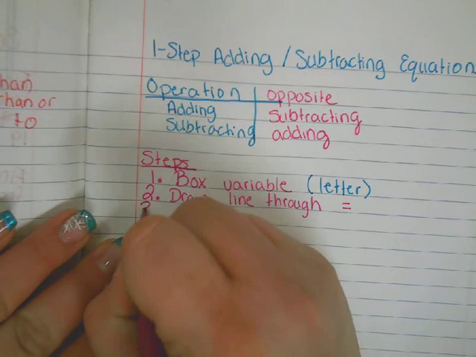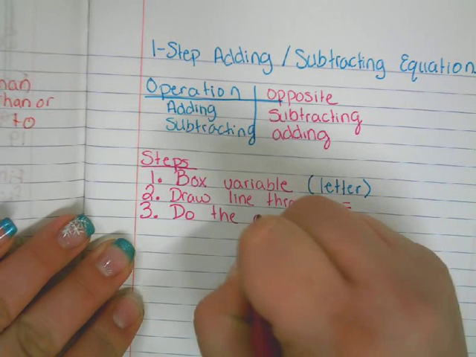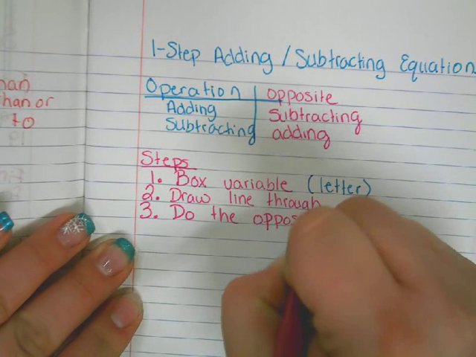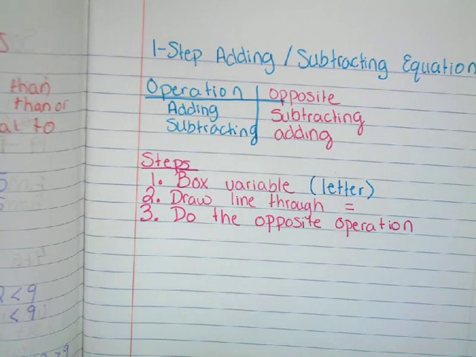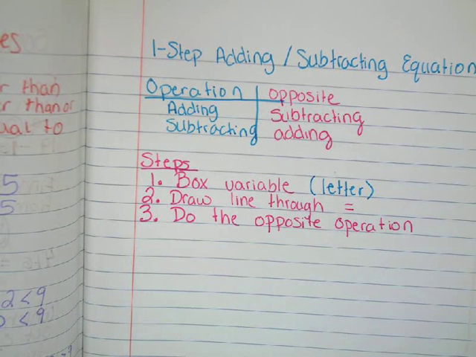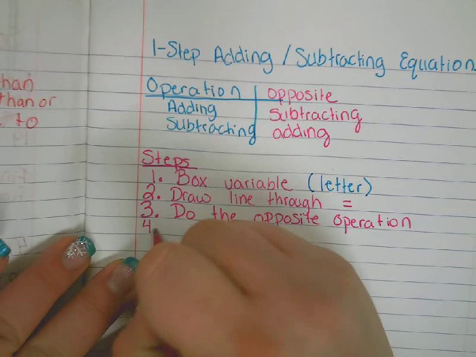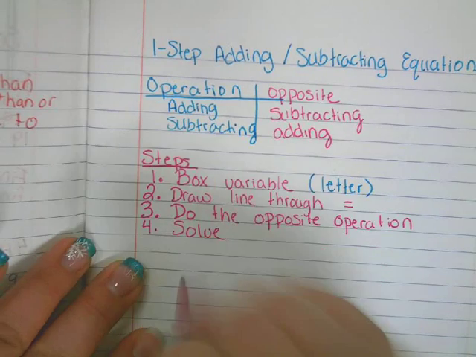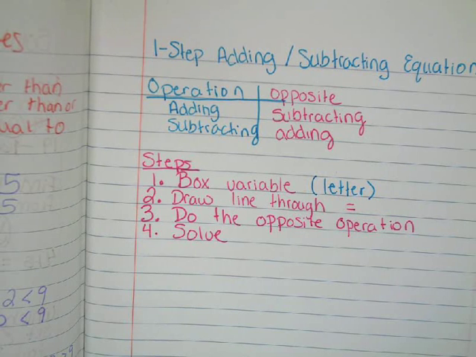Step 3, do the opposite operation. Okay, we already talked about that. So if there's a plus sign in it, what are you going to do? You're going to subtract. If there's a subtraction sign, you're going to add. And then step 4, you will solve. Seems simple, right?